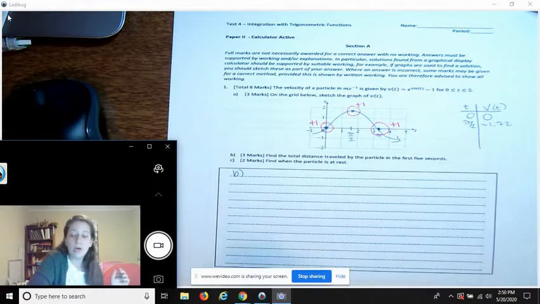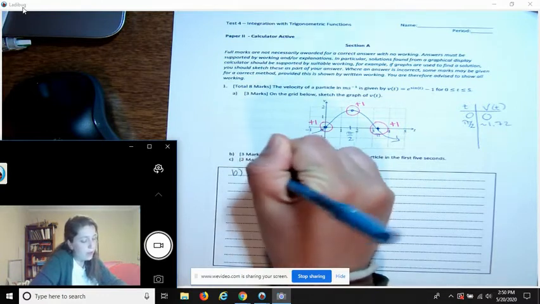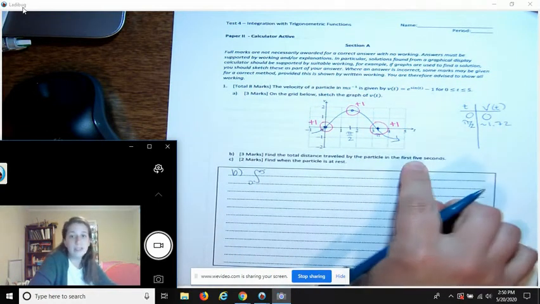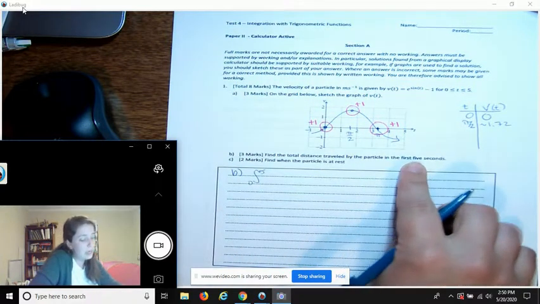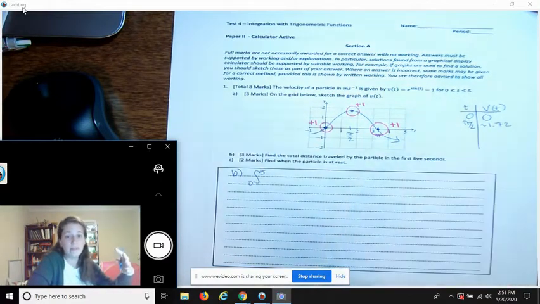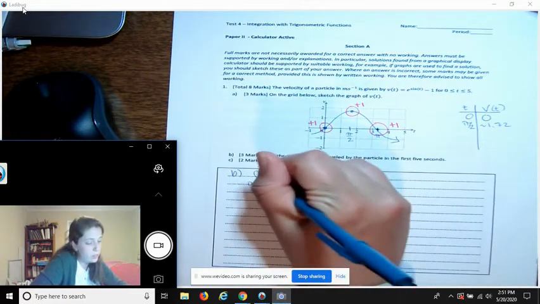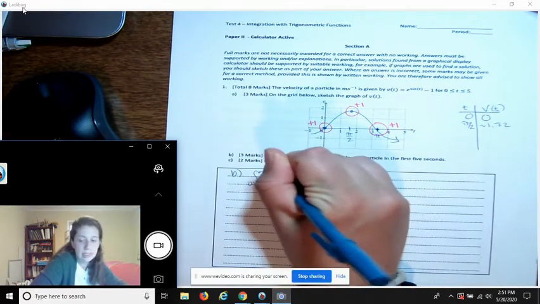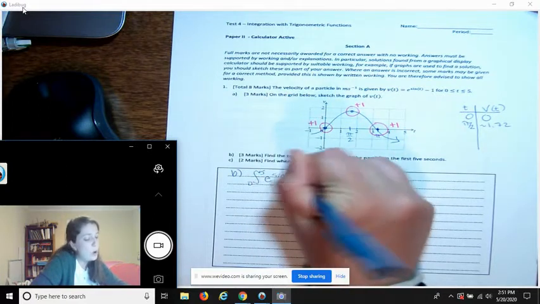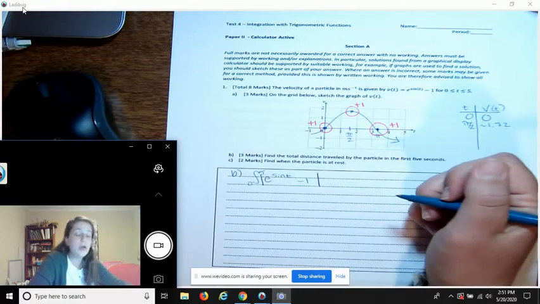And so we are going to be integrating from 0 to 5 because it says in the first 5 seconds. We want to stick our velocity function in there because we're integrating the velocity to get our position or distance. So e to the sine t minus 1. We must have our absolute value around this.